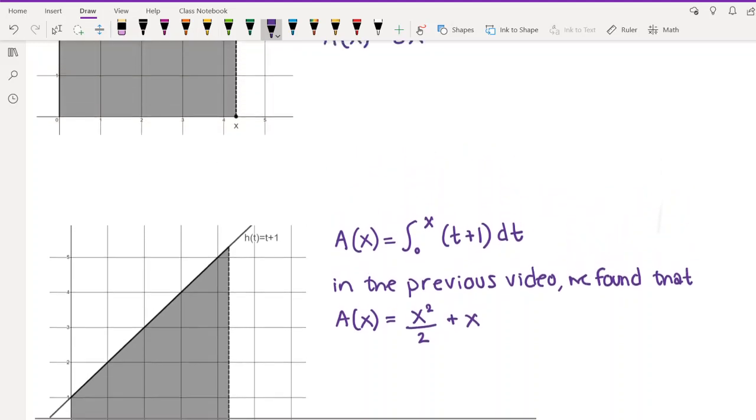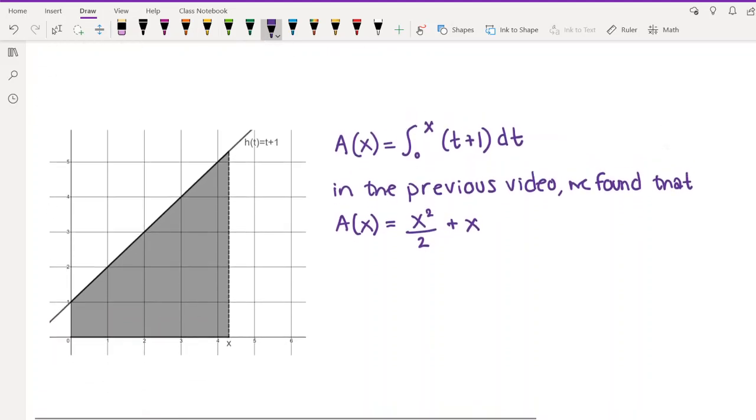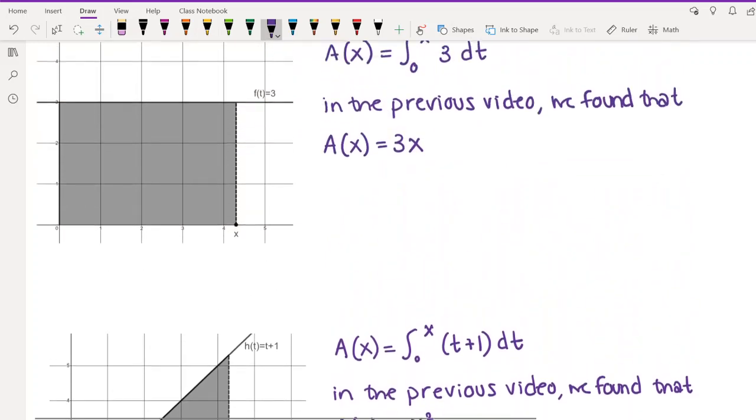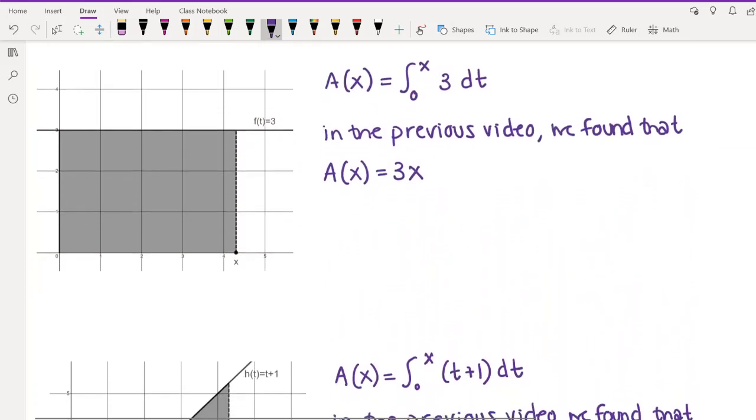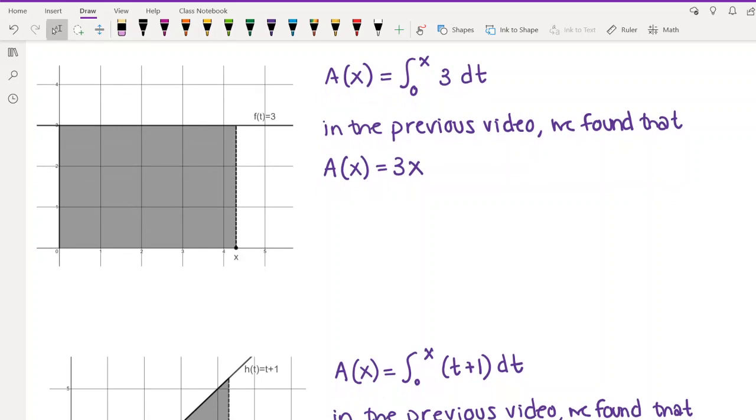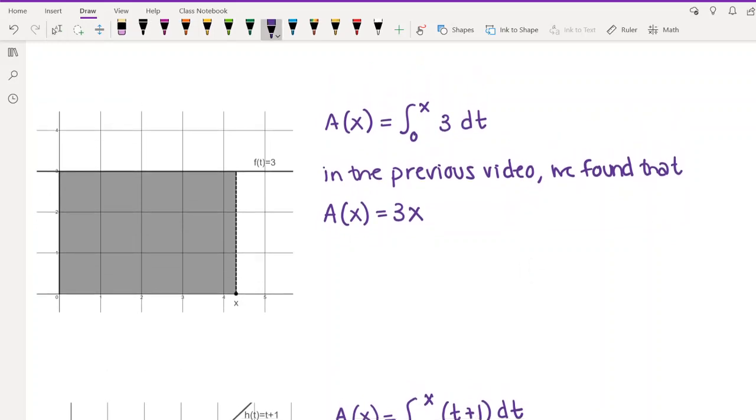I'll get to, in a moment, the examples that you did on the worksheet, but I want to start by making an observation about both of these. Looking at this first one, I want to think about what happens when we take the derivative of A of x. So if we take the derivative of A of x, the derivative of 3x is just 3.